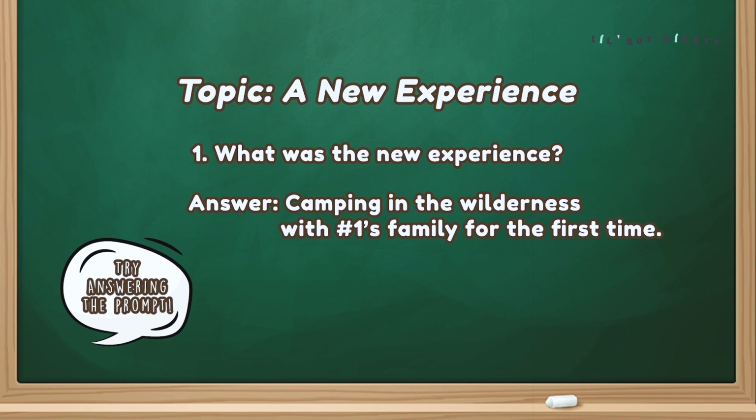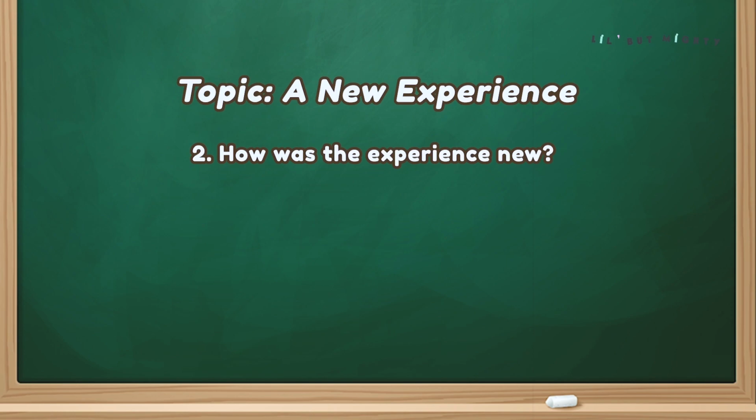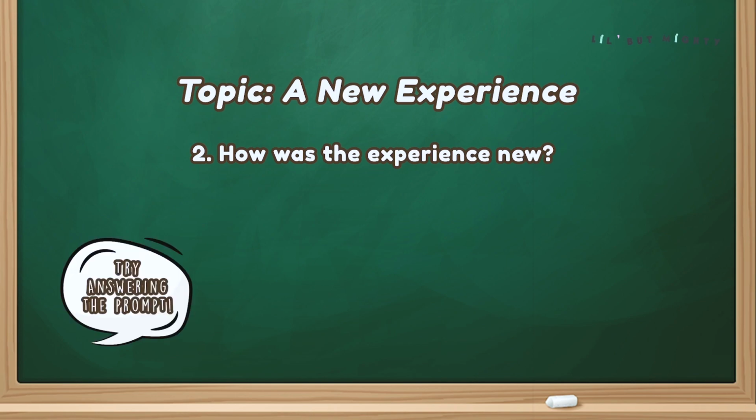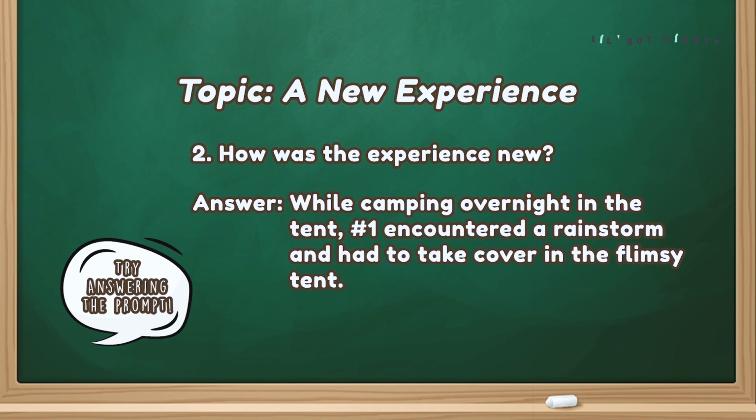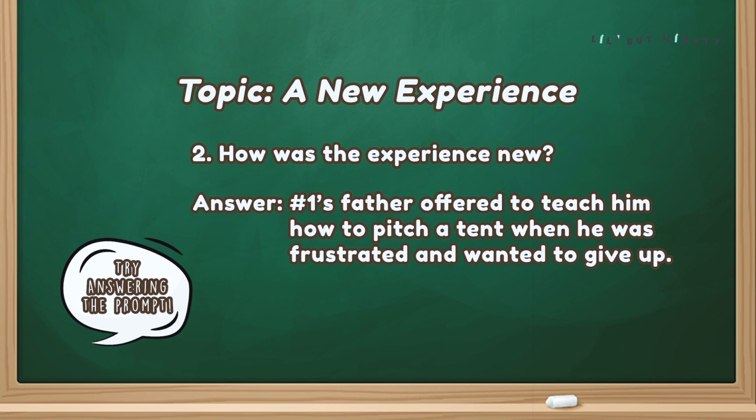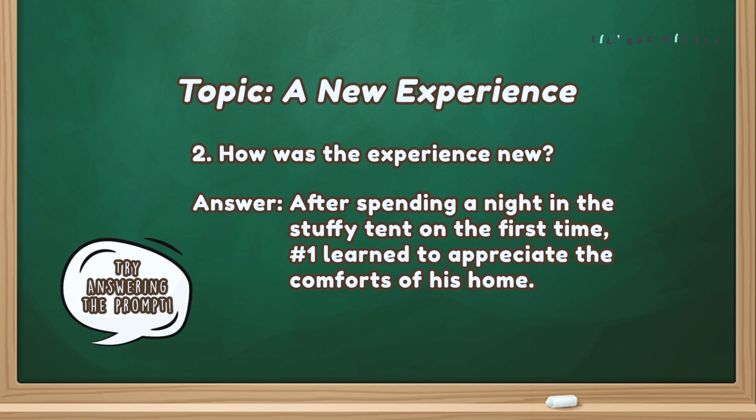Camping in the wilderness with Number 1's family for the first time. Number 2, how was the experience new? Number 1 was never an adventurer and hated the great outdoors. His father wanted him to try this novel experience with his family. While camping overnight in the tent, Number 1 encountered a brewing storm and had to take cover in the flimsy tent. Number 1's father offered to teach him how to pitch a tent when he was frustrated and wanted to give up. After spending a night in the stuffy tent for the first time, Number 1 learned to appreciate the comforts of his home.